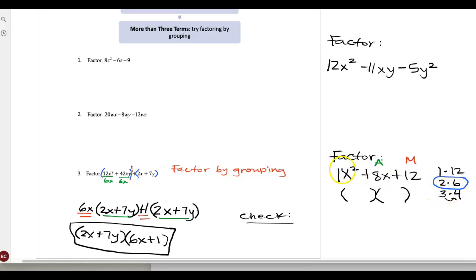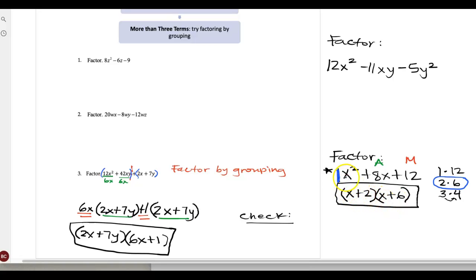And so because this leading coefficient is a 1 here, I can go straight to my answer. And so I'll put in here, well, x times x is my x squared. And then I found what multiplies to be 12 that adds to be 8? Well, we found that to be positive 2 and positive 6. And so now I have that factored. And again, if I FOIL that out, multiply that out, I end up with what I started with here. And so I know I did it right.